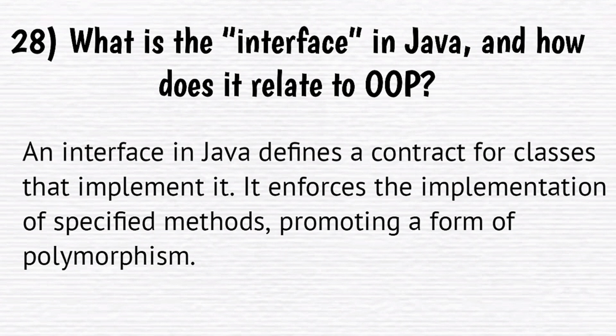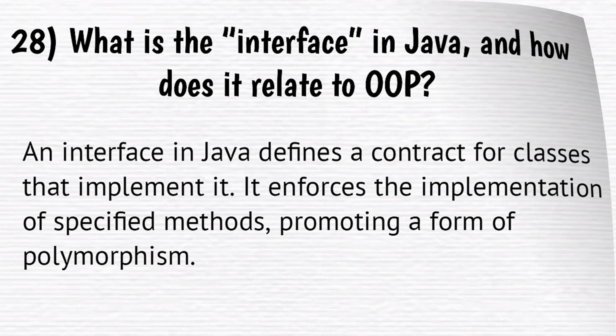What is the interface in Java, and how does it relate to OOPS? An interface in Java defines a contract for classes that implement it. It enforces the implementation of specified methods, promoting a form of polymorphism.